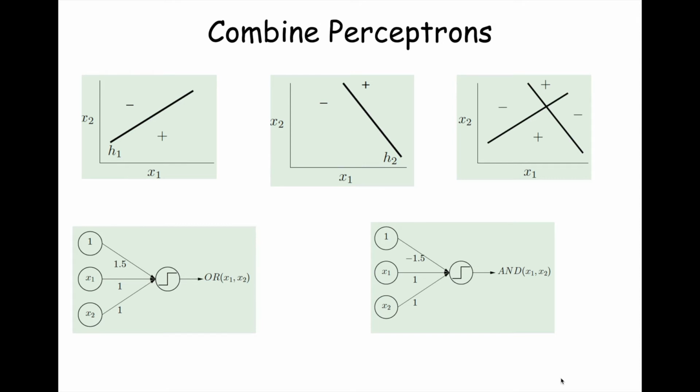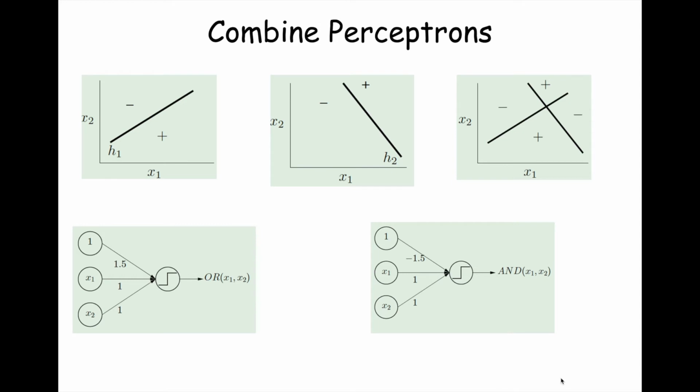So we have the OR. OR says, are they both +1? They can be +1 or -1. If x1 and x2 are both +1, well, +1 plus +1, that's +2, and +2 plus 1.5, that sign is positive, so it returns back +1. If x1 is -1 and at the same time x2 is +1, right?